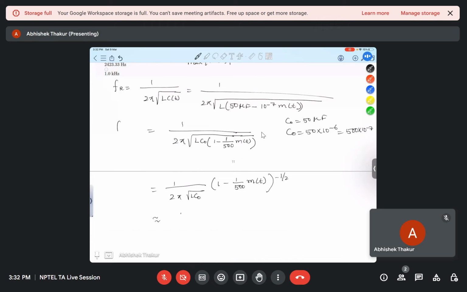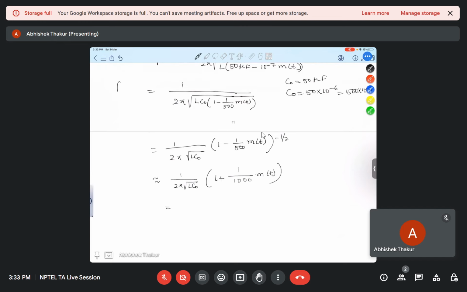So this is nearly equal to 1 by 2 pi root of L C naught into 1 plus, we know the formula, 1 minus minus of half into 1 by 500 m(t). So this is the near 1 minus x to the power of minus n, which we can write as the approximate value 1 plus nx. So this will become 1 by 1000 m(t).